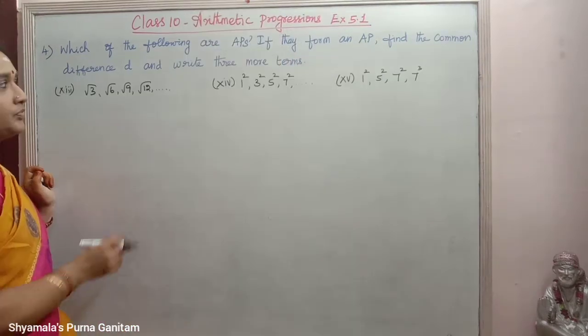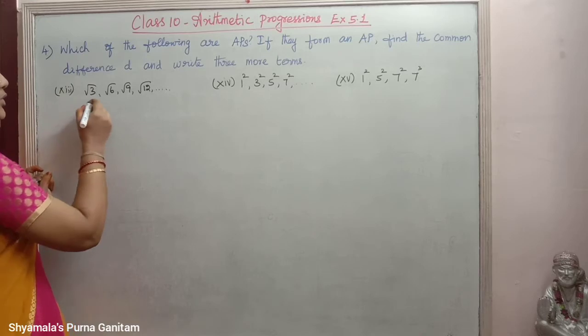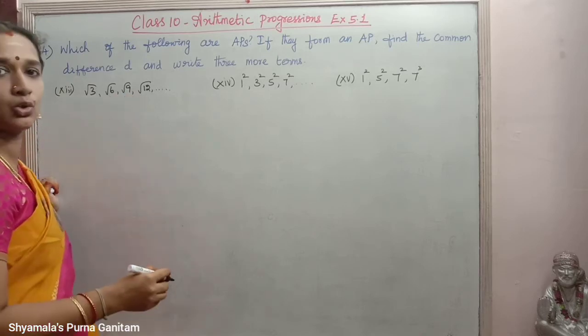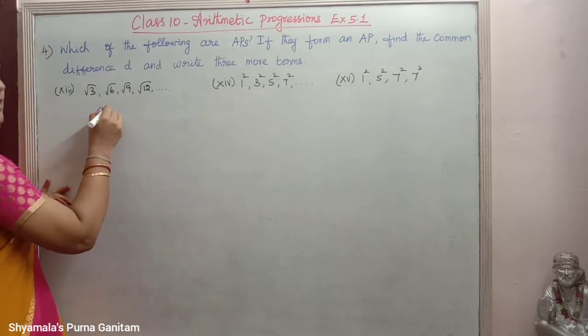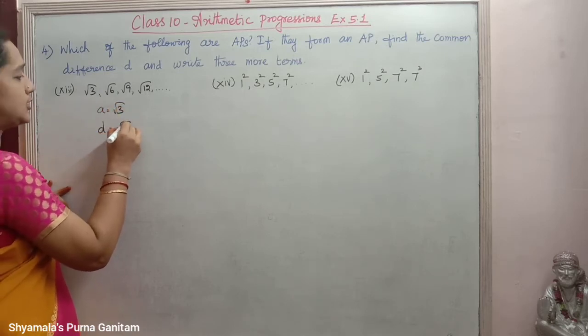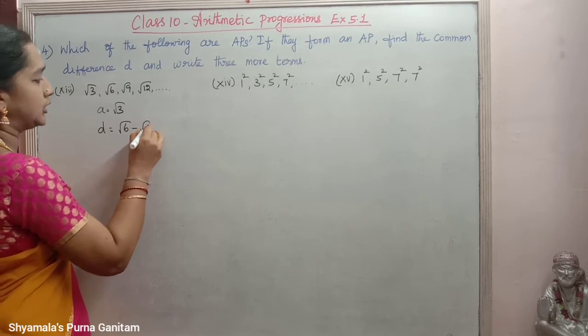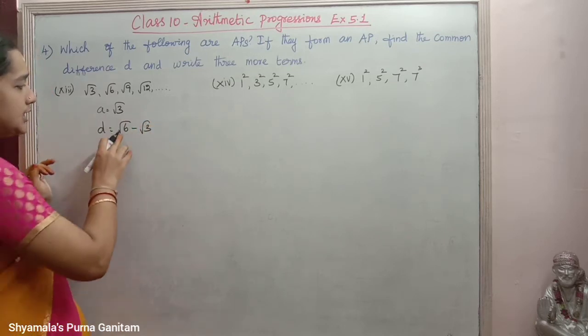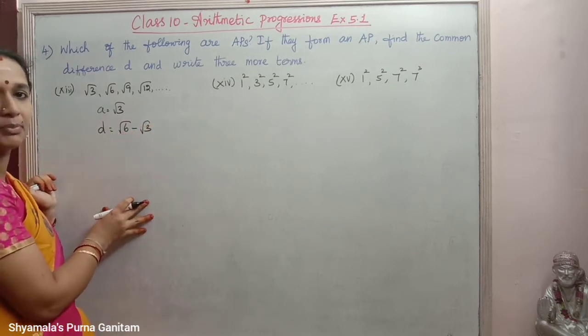Okay. The next one is the 13th sum: root 3, root 6, root 9, root 12. So the first term is root 3. Then the common difference is root 6 minus root 3, a2 minus a1. Here, this root 6 we cannot simplify.